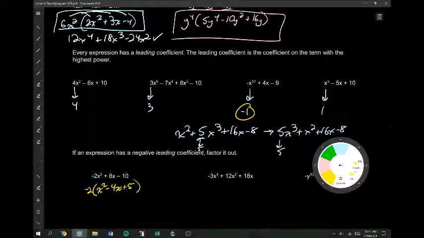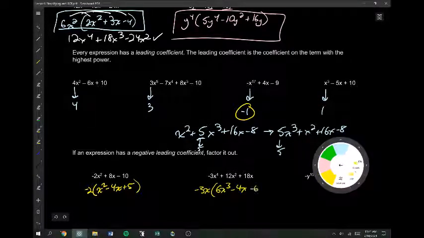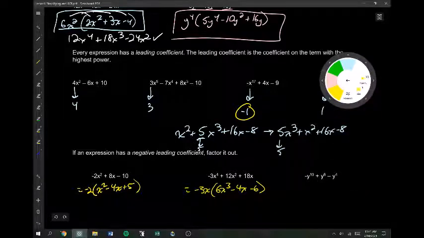I'm going to pull a -3, -3x actually out of this. And I get 6x to the 3rd minus 4x minus 6. And here I'm just going to pull out a -y to the 4th, giving me y to the 6th minus y squared plus 1.